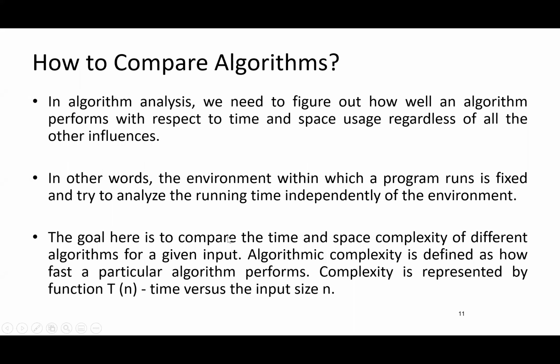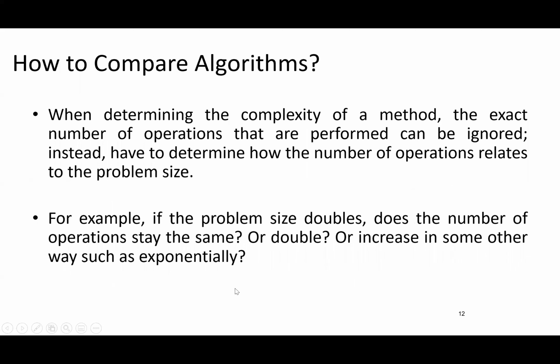So our goal here is to compare the time and space complexity of different algorithms for a given input. And what is algorithmic complexity? It is defined as how fast your algorithm performs. Here we usually use T(n), which means the time versus the input size n of the data that you are going to process using this algorithm.